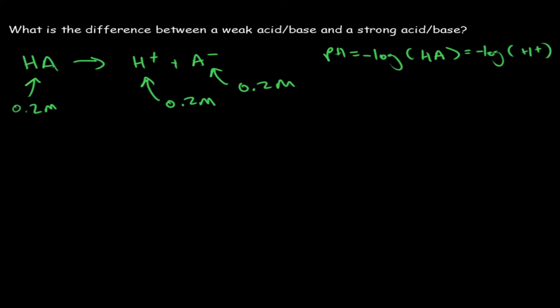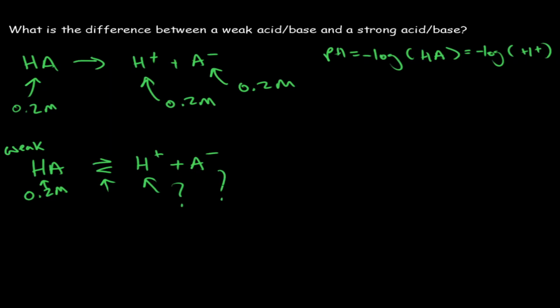But if we look at something like a weak acid, it doesn't fully dissociate. It actually partially dissociates. And we're going to say that by these double arrows going back and forth. There's an equilibrium going back and forth, and it doesn't fully dissociate, so we don't know how many protons there are in our solution. So even if we have 0.2 molar of this weak acid, let's call this one a weak acid, we don't know how much we have of the H plus proton. We also don't know how much we have of the A minus ion because it's a partial dissociation.